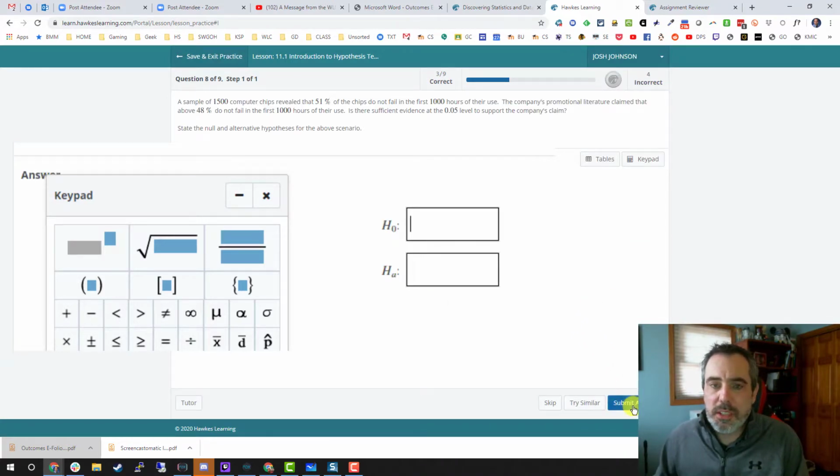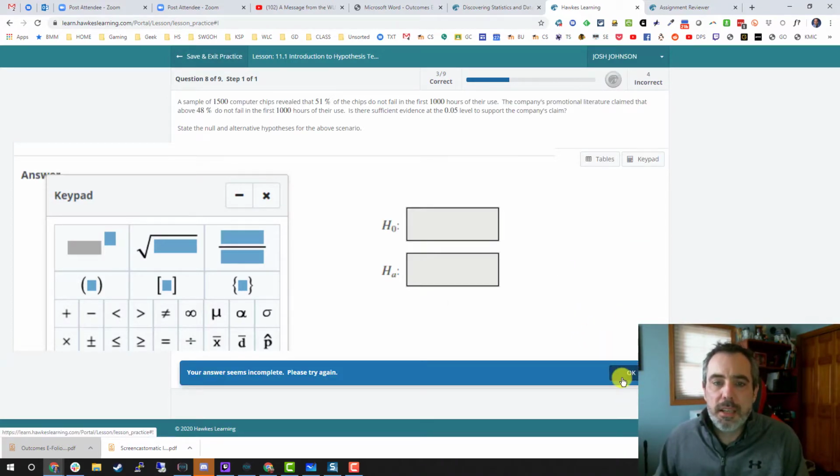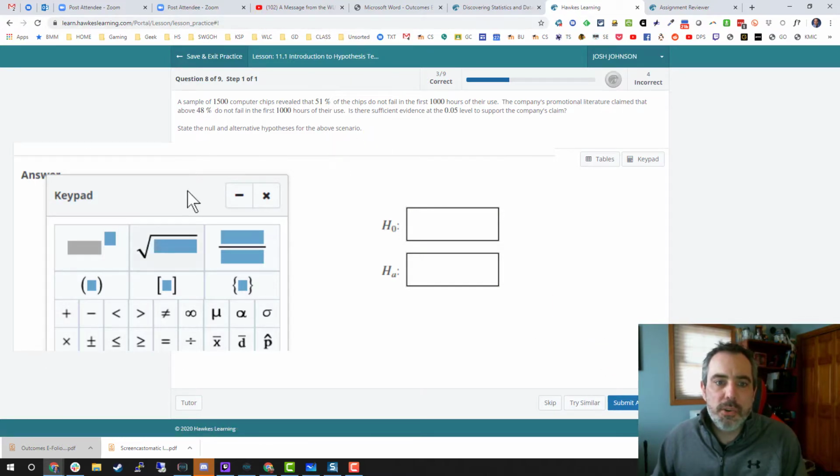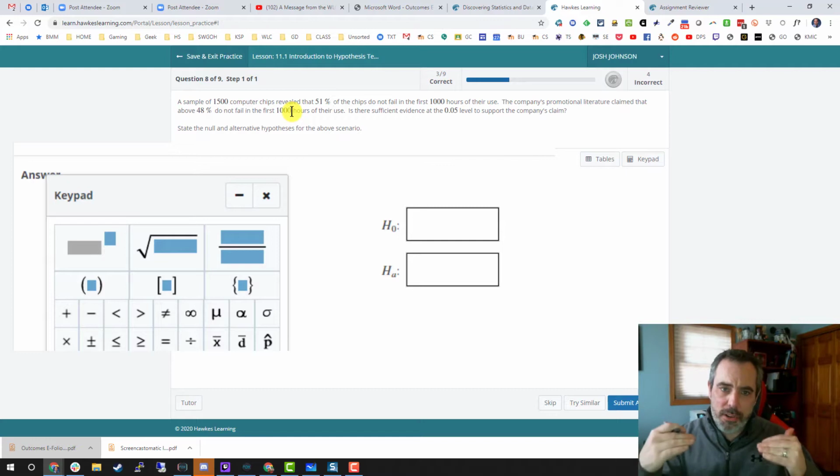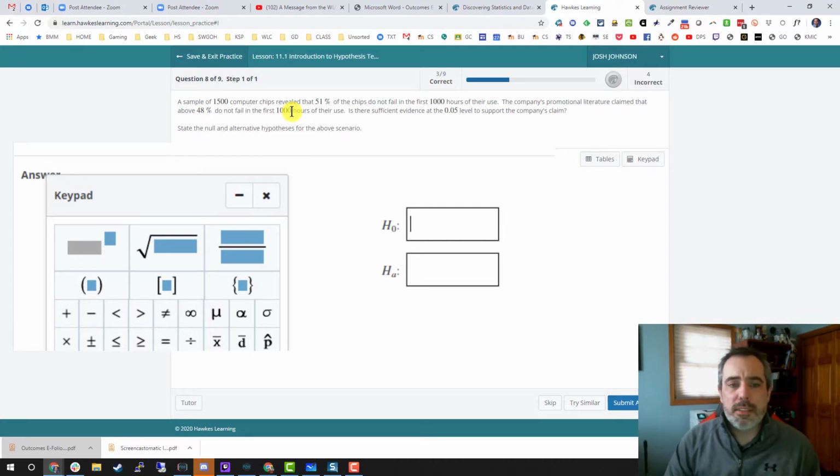But all of those things as you're going through here, use the keypad as you're doing that in order to state these. That's the first section, just stating the null hypothesis and then also stating the alternative, right? In the next section, we'll start to take a look at how to do some testing with that.